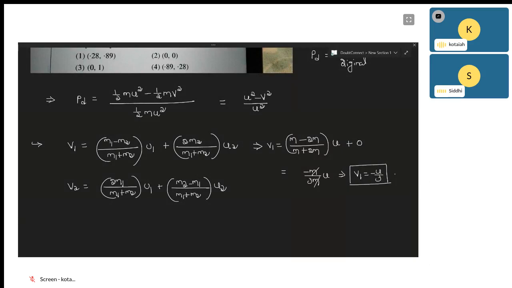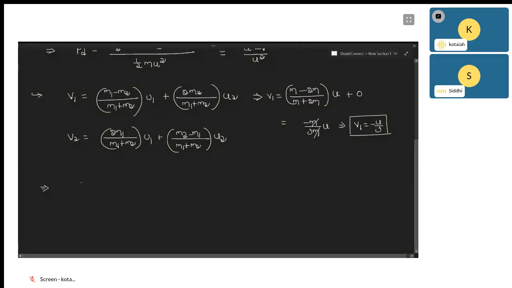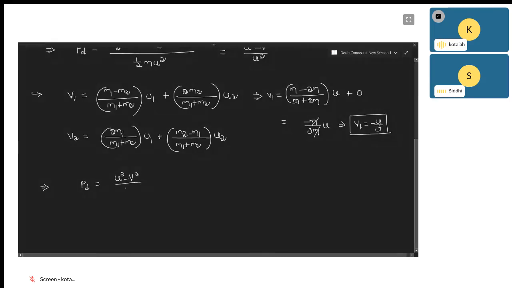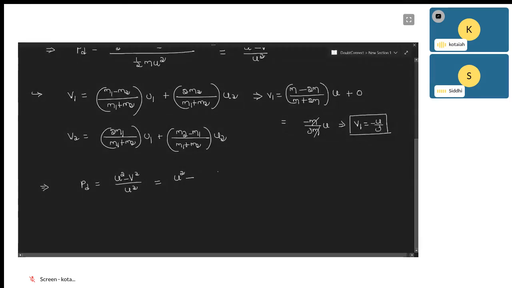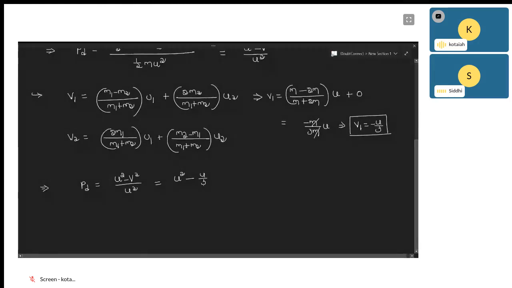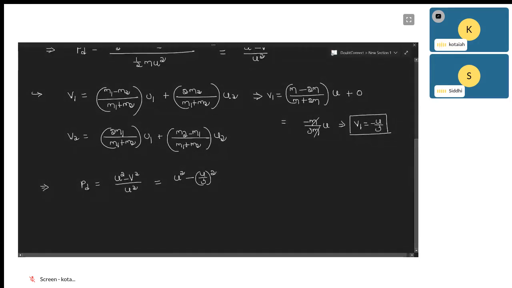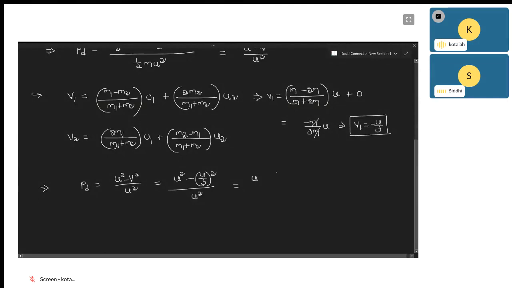Now let's go with PD. So PD is equal to u square minus v square by u square, which is u square minus u by 3 whole square, no need to write minus, by u square. In the numerator you can take u square common: 1 minus 1 by 9, and u square will be cancelled. Answer is 8 by 9.